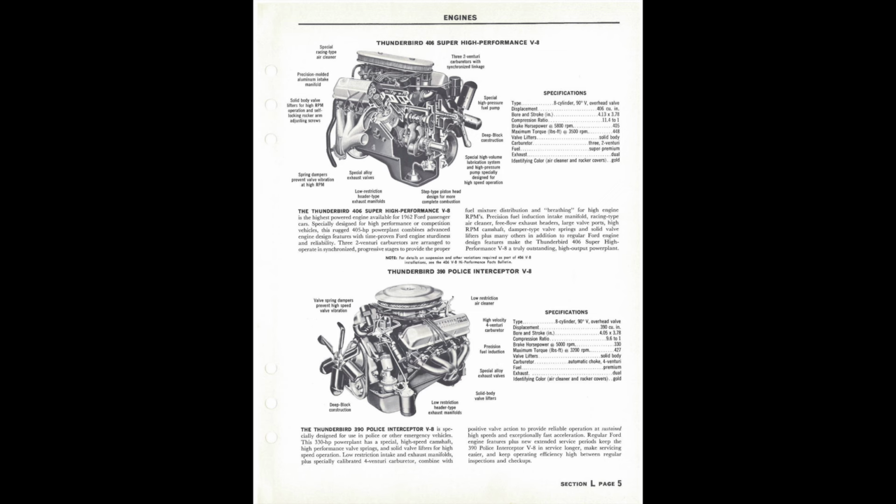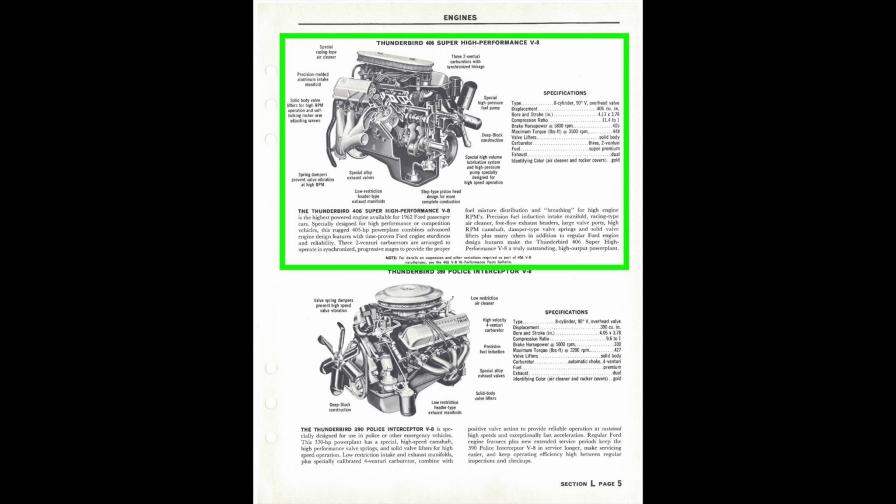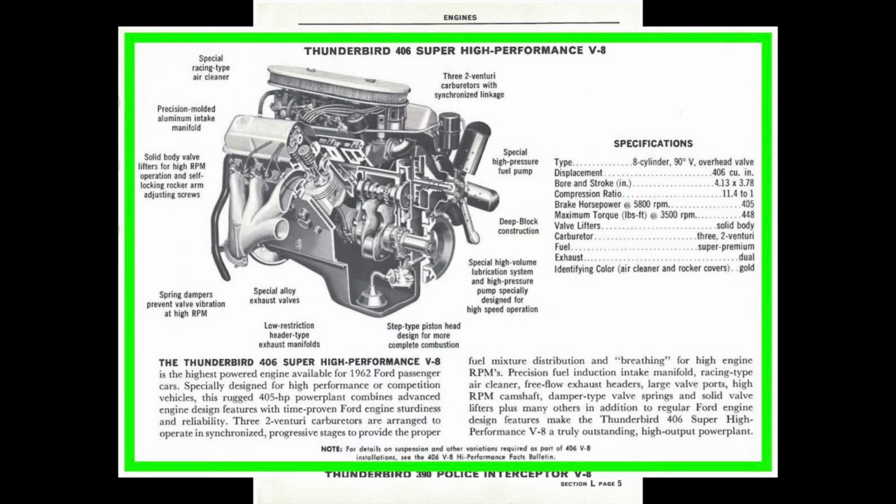The next page, section L, page 5 of the engines portion of the 1962 Ford Carfax book, has details about the second of the two new engines, the G code Thunderbird 406 Super High Performance V8, a 406 cubic inch mill topped with 3 two-barrel carburetors with a progressive linkage that developed 405 horsepower at 5,800 RPM and 448 pound-feet of torque at 3,500 RPM with an 11.4 to 1 compression ratio.